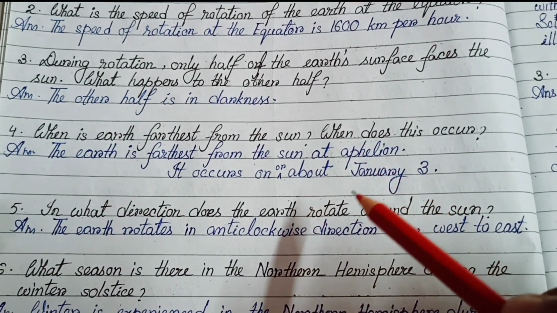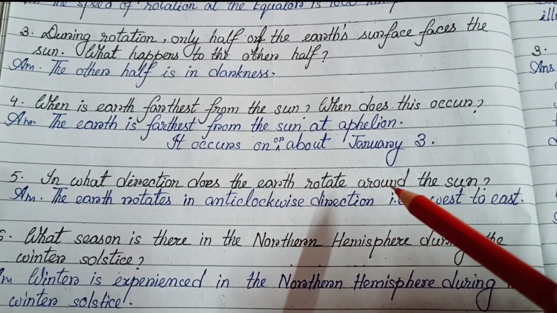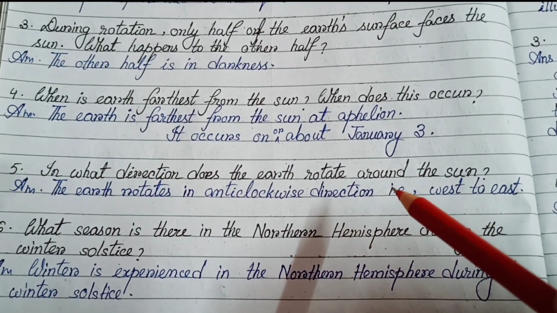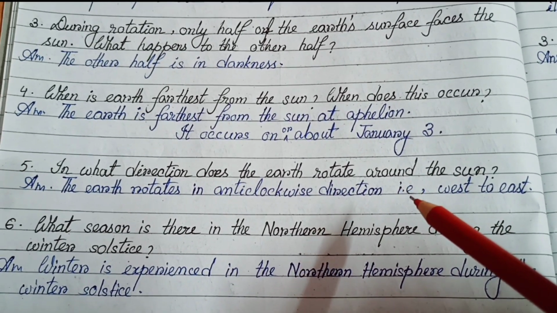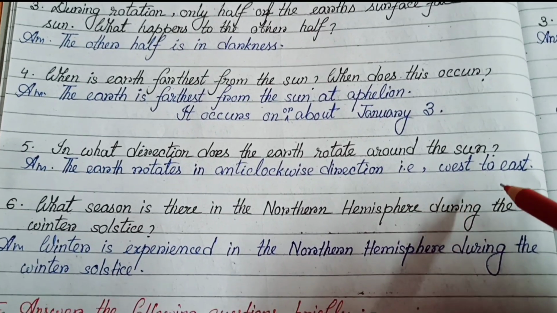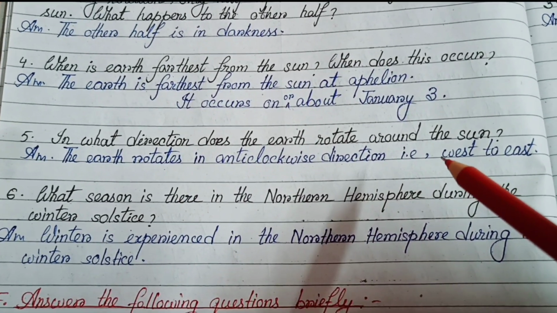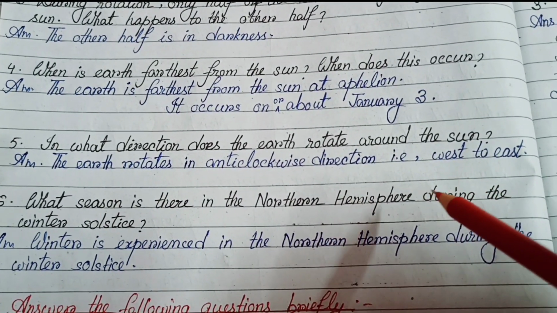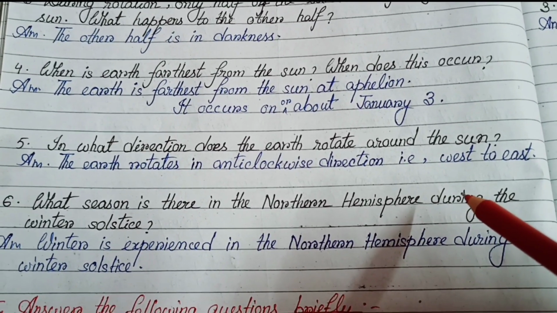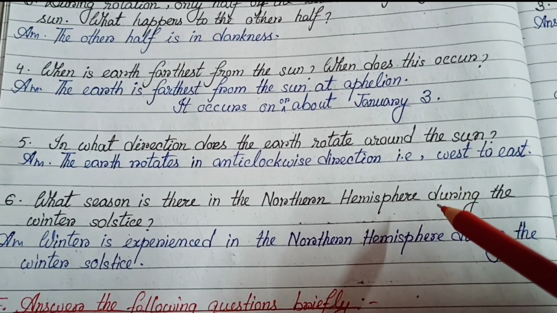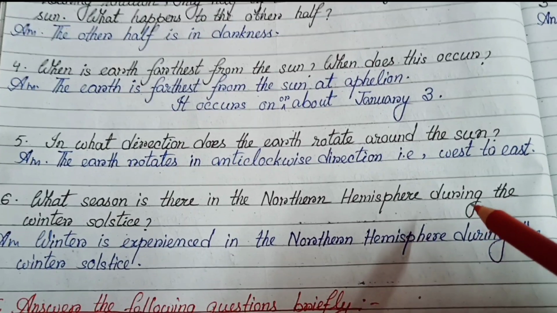Number 5, in what direction does the earth rotate around the sun? The earth rotates in anti-clockwise direction, that is west to east. Number 6, what season is there in the northern hemisphere during the winter solstice? Winter is experienced in the northern hemisphere during the winter solstice.